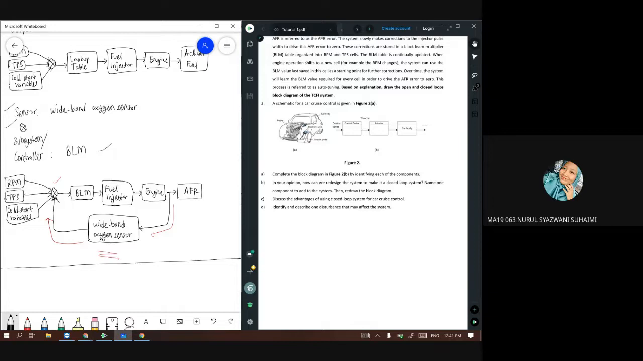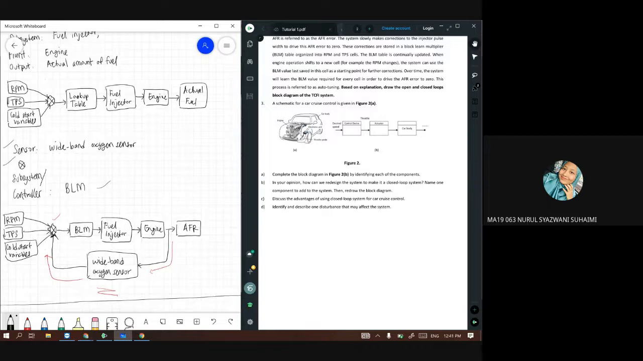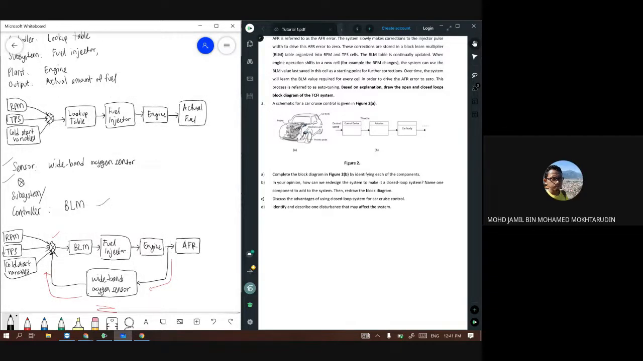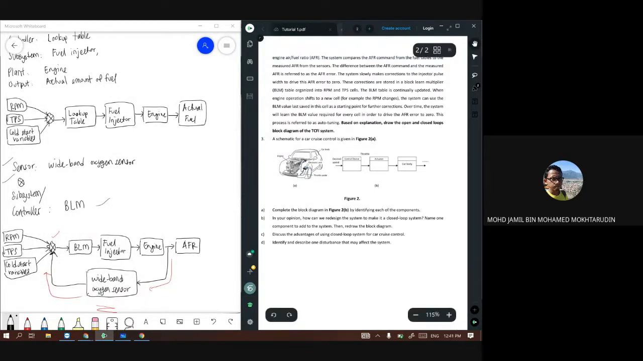Sir, for the open loop, how come we also have the cross? The one that I drew. Oh, okay. So the cross usually only comes in a closed loop system. But in this case, we have more than one input. So when we have more than one input, we need to combine. We need to combine all the inputs to make it into a single input for the system.